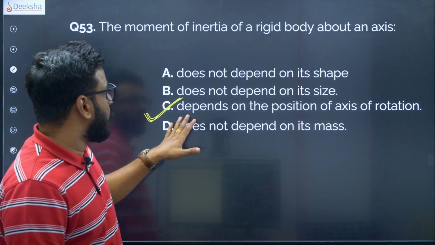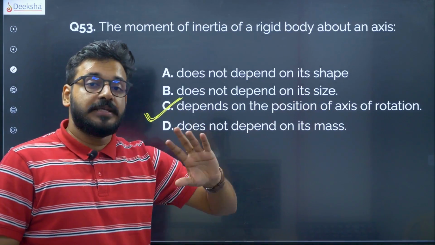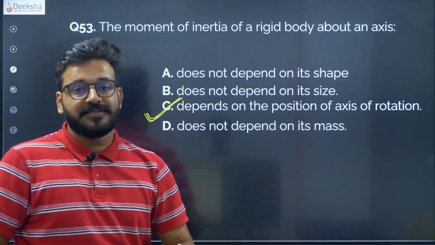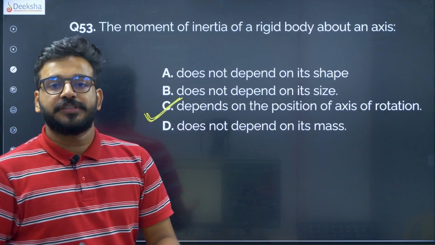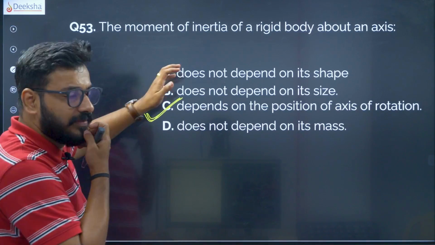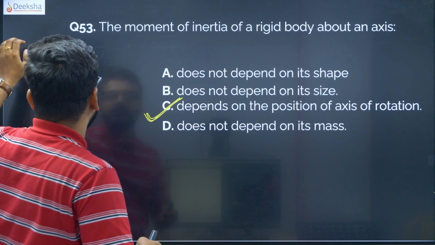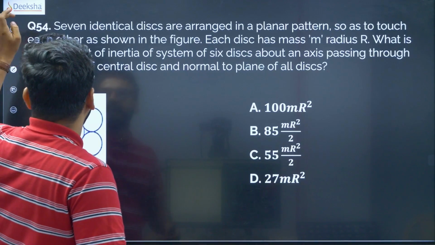So the correct statement over here is option C, it depends on the position of the axis. As the position of the axis changes, the mass distribution about the axis also changes, correct? Therefore, the moment of inertia also changes. Alright, fine. So once again, it's a very simple question. If you know the concept, you can definitely get it through, correct? Let us look at the next question, shall we?